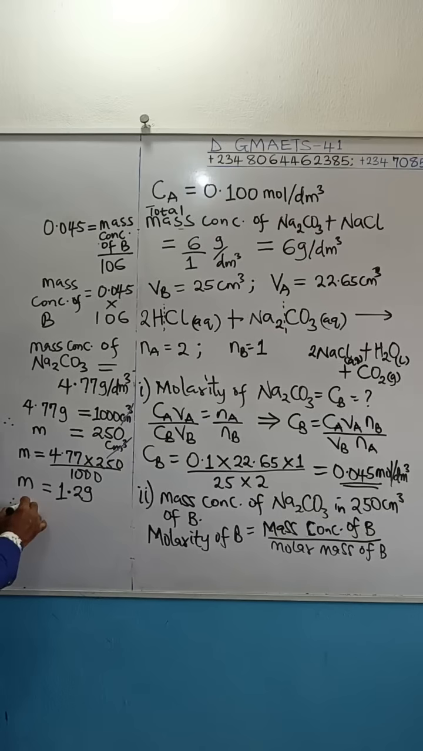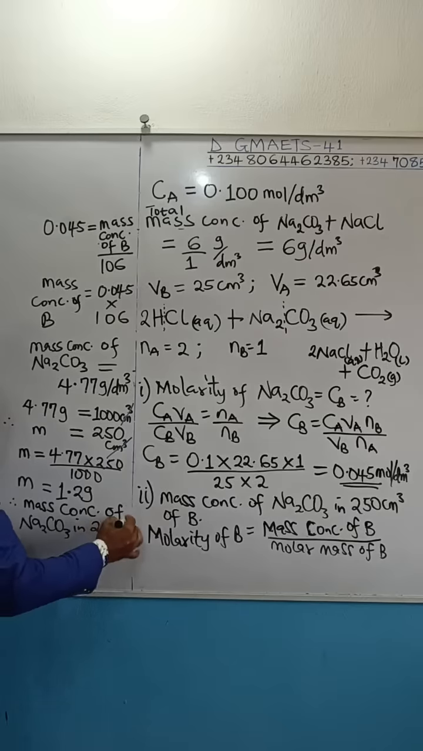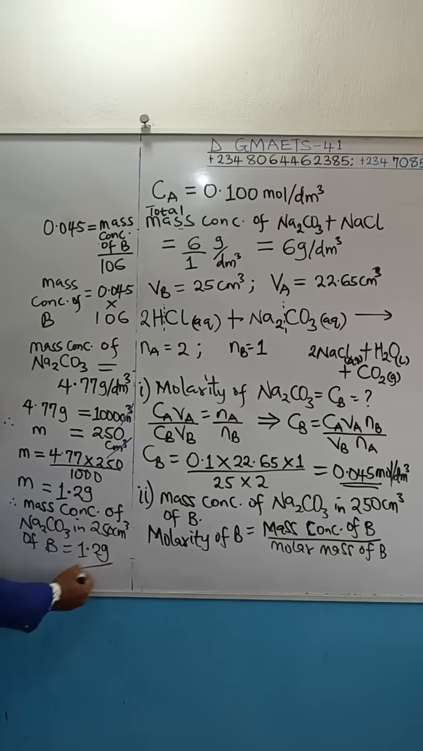Therefore, mass conc of sodium carbonate in 250 cm cube of B is equal to 1.2 gram.